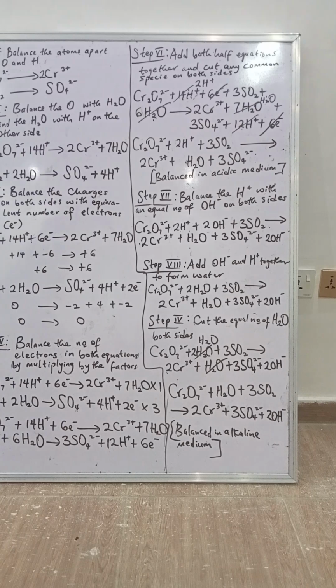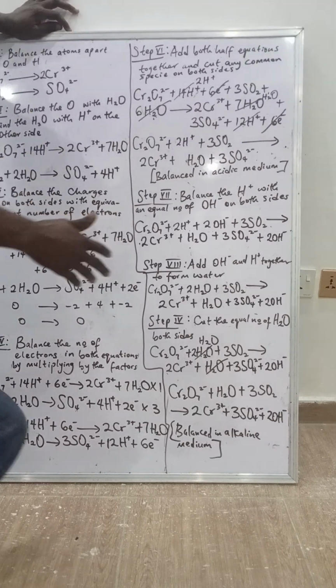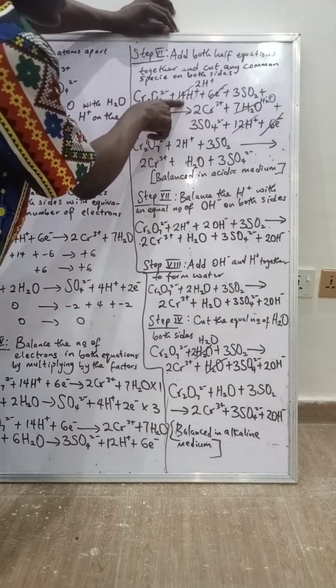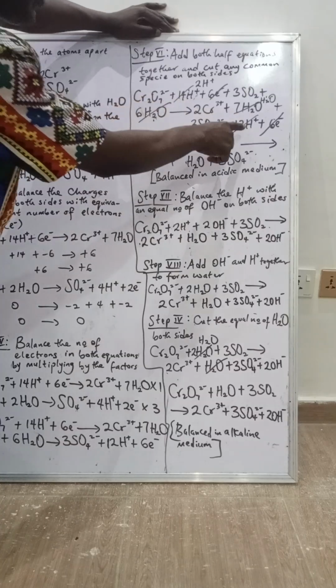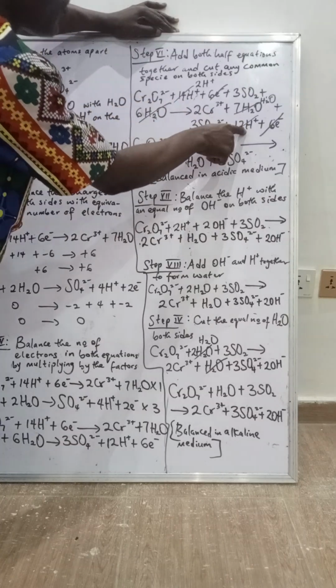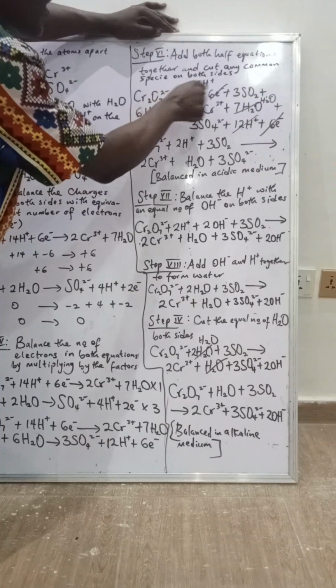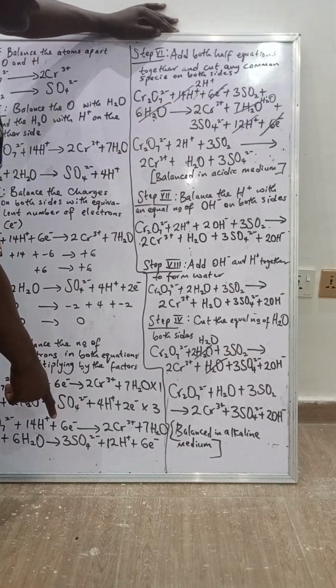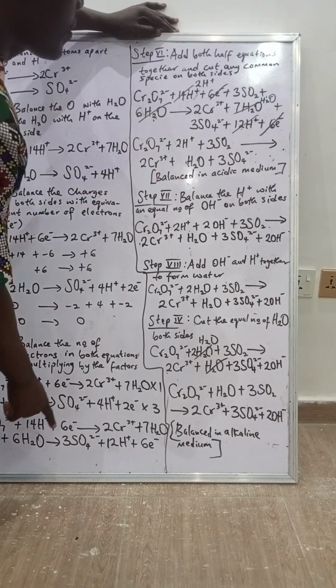We added what is on the right hand side for both together, and what is on the left hand side of both together. And after adding, you observe, this had 14 hydrogen ions. This one had 12 hydrogen ions. So take out 12 from 14, you are left with 2. Electrons will automatically cancel. That was why we multiplied by the factors or the coefficients of electrons the other time.